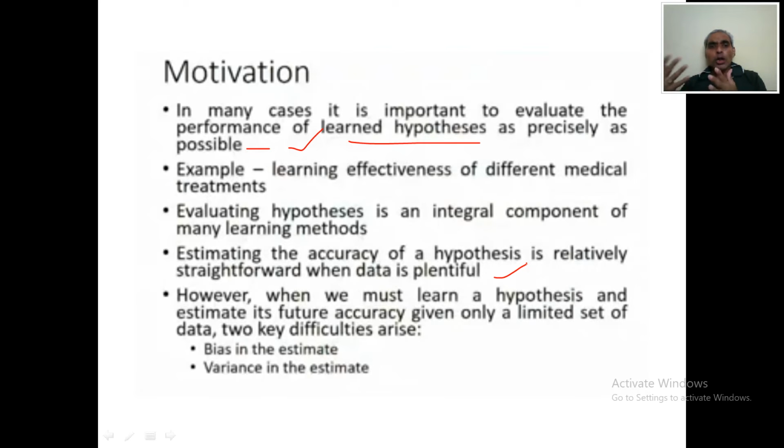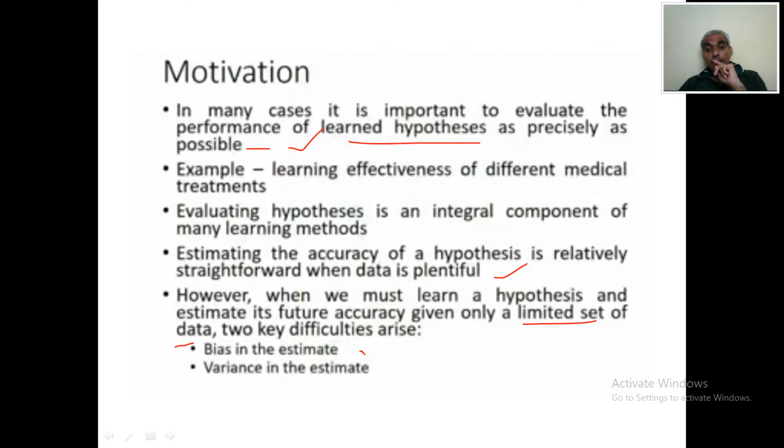However, when we must learn a hypothesis and estimate its future accuracy, that is the main thing. With the given survey data you learned, but the main thing is that when a new patient comes, based on the symptoms, whether your model predicts correctly, with more accuracy, that he is suffering from that particular disease. We must estimate its future accuracy given only a limited set of data, and we want accuracy to increase for new data.